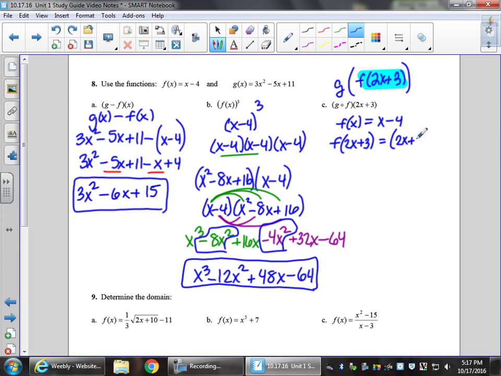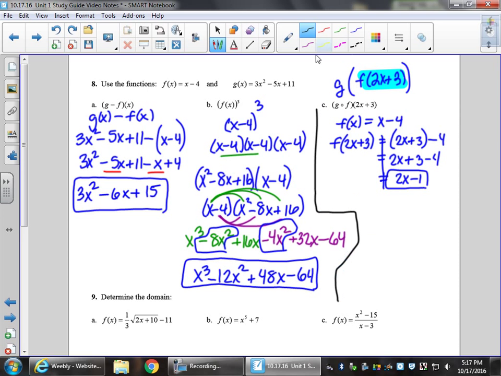So wherever I see x, I plug in 2x plus 3. That's 2x plus 3 minus 4, 2x minus 1. Now we're going to take this result and substitute it into g. G of x says 3x squared minus 5x plus 11.